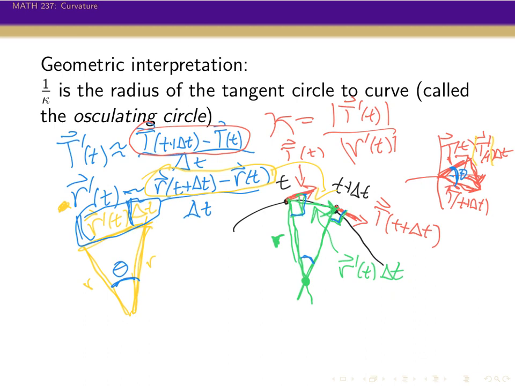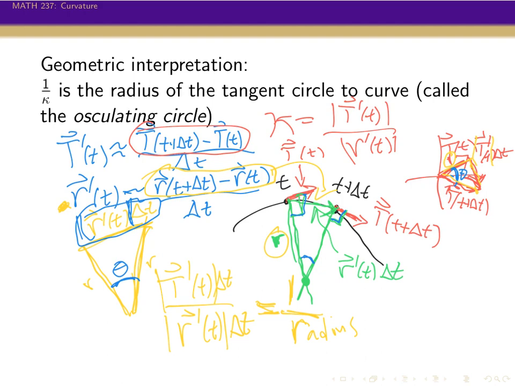And so, since these are similar triangles, the ratio of the magnitude of t prime delta t over the magnitude of r prime delta t needs to match the ratio of the sides of these isosceles triangles. The length of this side of this isosceles triangle, well, it's going along a unit tangent vector, so its length is 1. And the length of this one is coming from the radius of this circle. And so that's radius there.